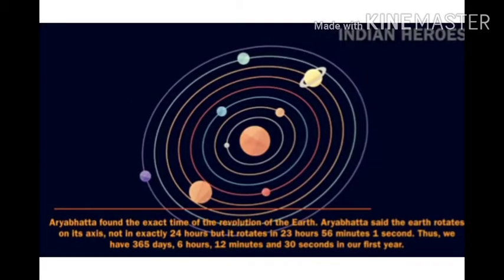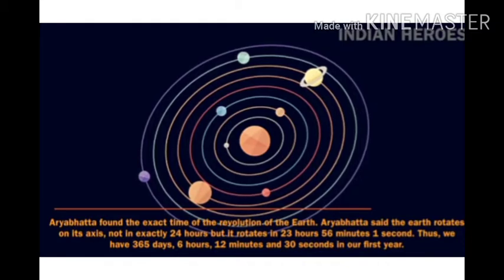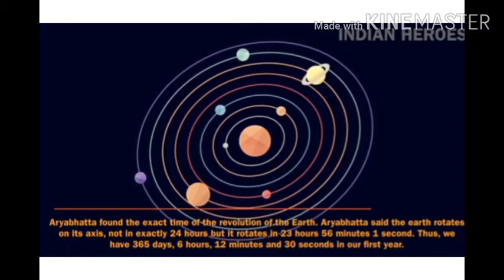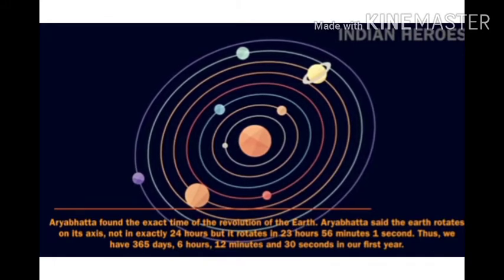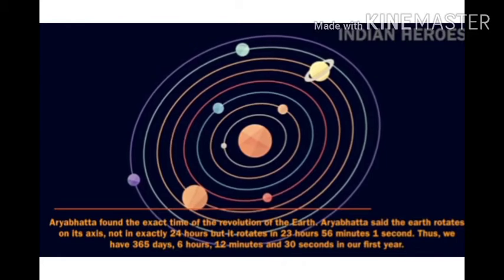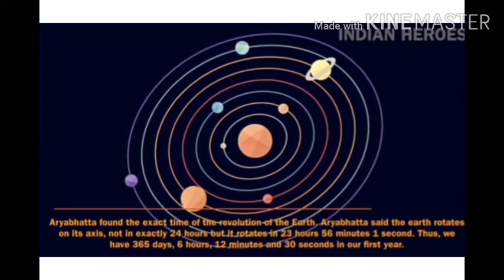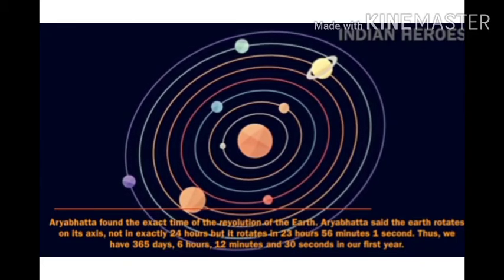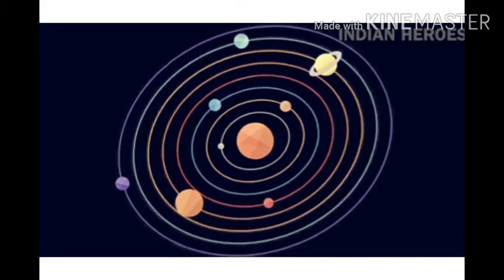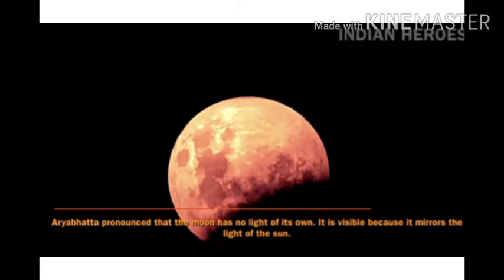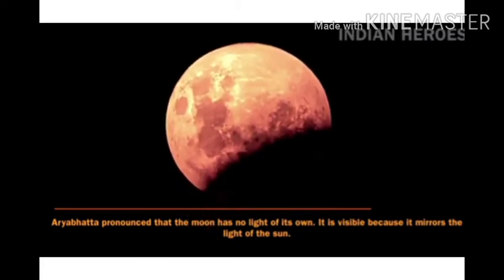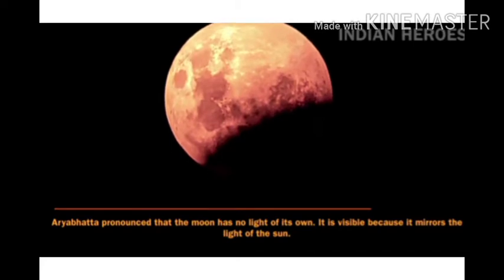Aryabhat found the exact time of the revolution of the Earth. He said the Earth rotates on its axis not in exactly 24 hours, but in 23 hours, 56 minutes and 1 second. Thus, we have 365 days, 6 hours, 12 minutes and 30 seconds in a year. Aryabhat was the one who pronounced that the moon has no light of its own. It is visible because it reflects the light of the sun.